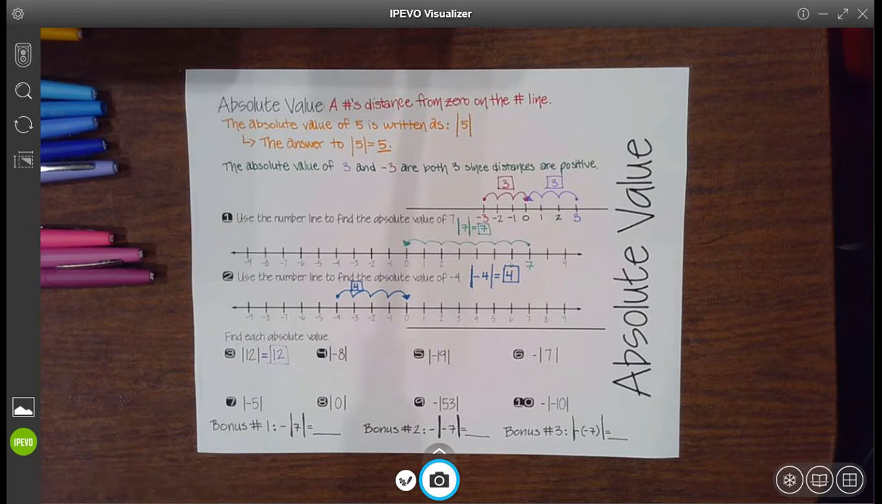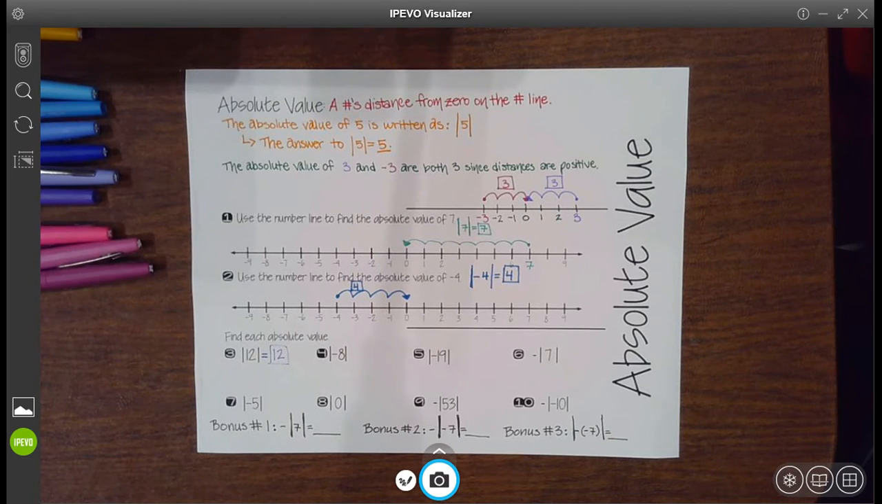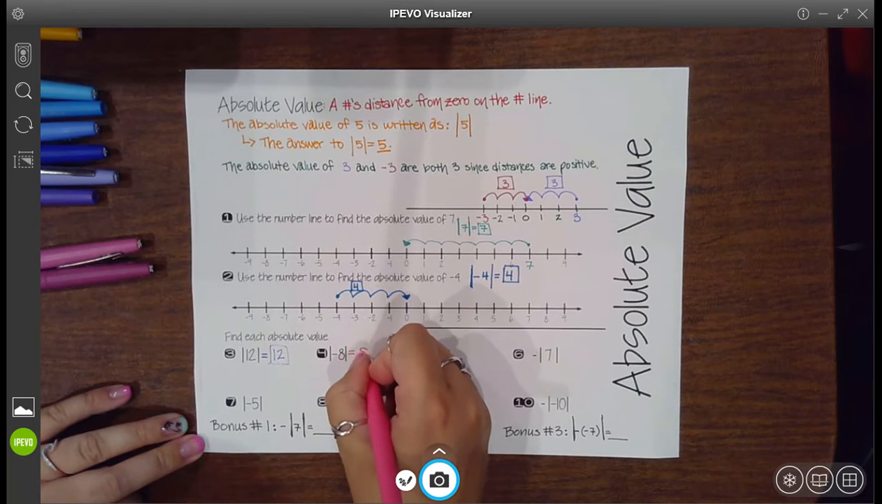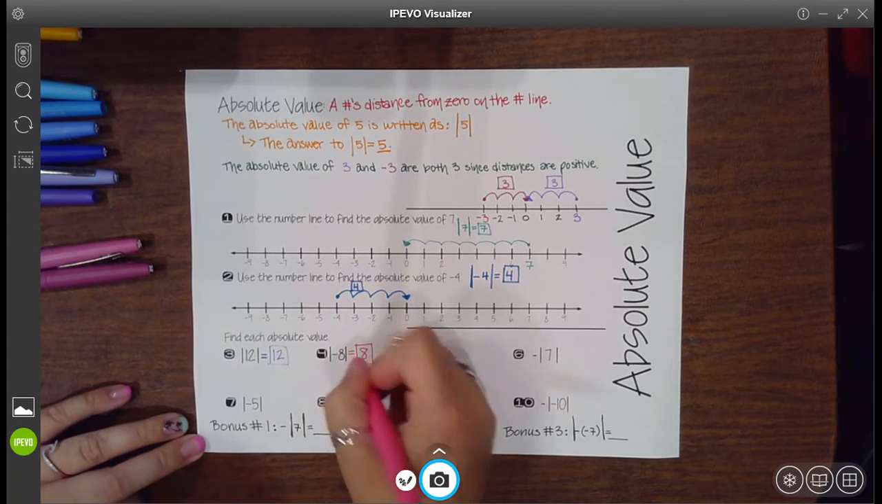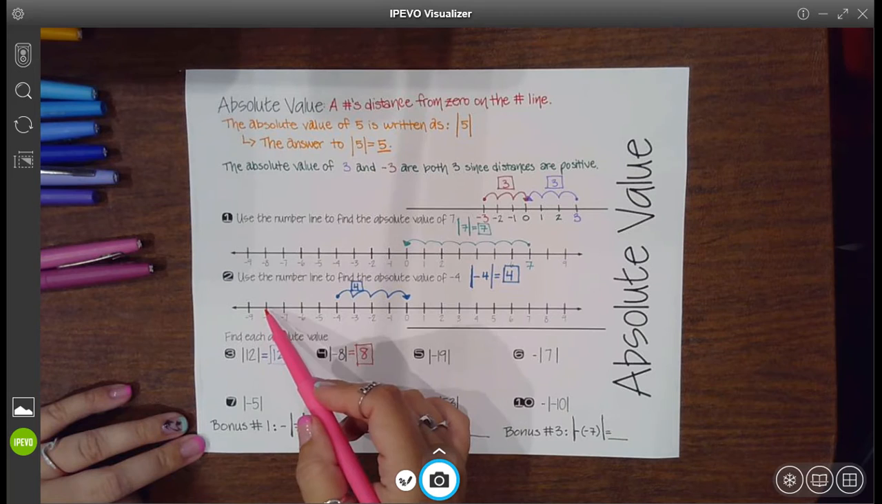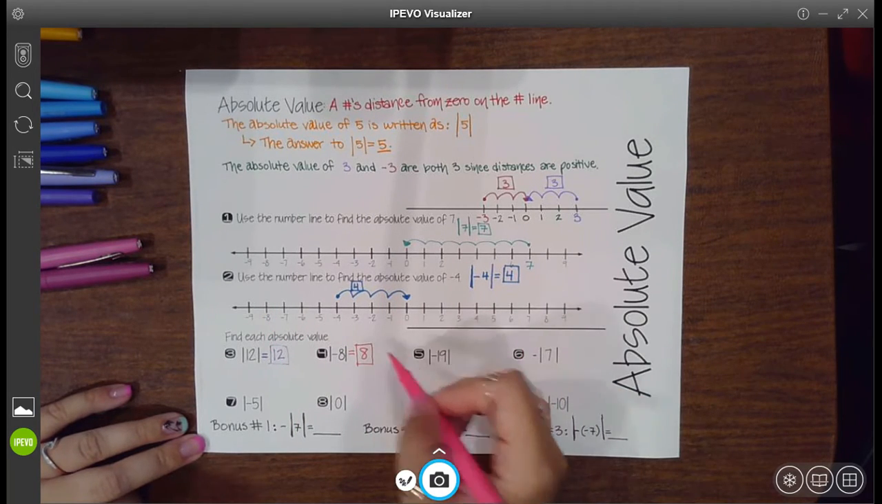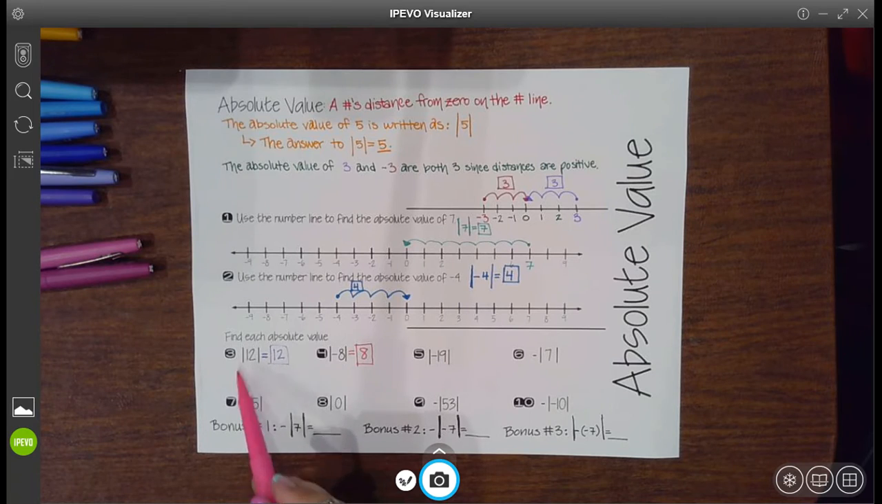Okay, how far away is -8 from 0? -8 is also just a positive number away from 0, right? Because whether it's -8, it's 8 away, or whether it's a positive 8, it's still 8 away. Whether it started as a positive or a negative, they're going to end as a positive answer because distances are always positive. Okay, so then what would number 5 be?